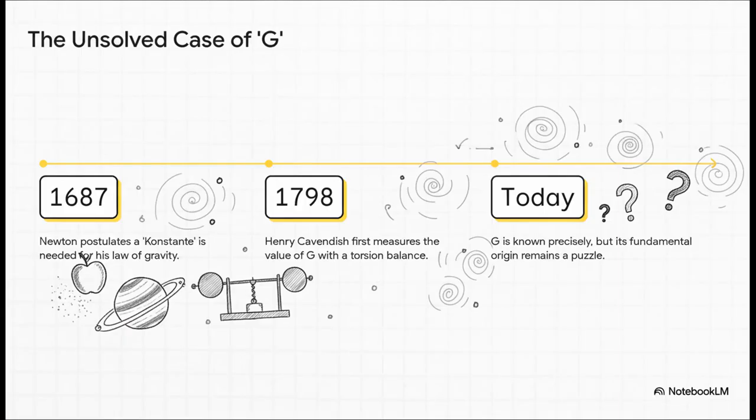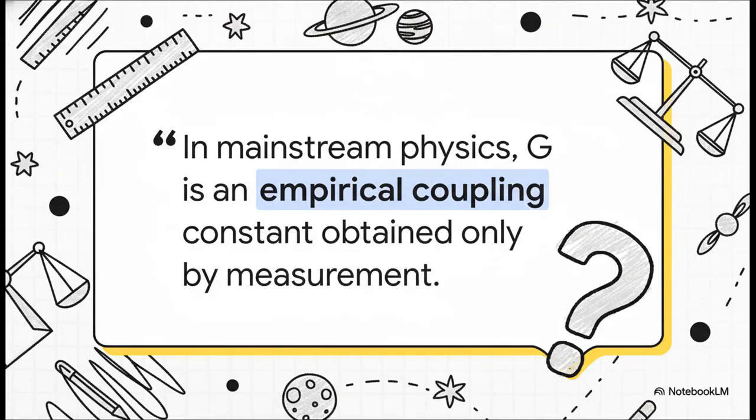Get this. It took more than a century after Newton for someone, Henry Cavendish, to finally measure the value of G in a lab. And even today, while we can measure it with absolutely incredible precision, we still can't explain why it has the value it does. I mean, why isn't gravity just a little bit stronger or a little bit weaker? Nobody knows. So this brings us to the standard view in physics today.